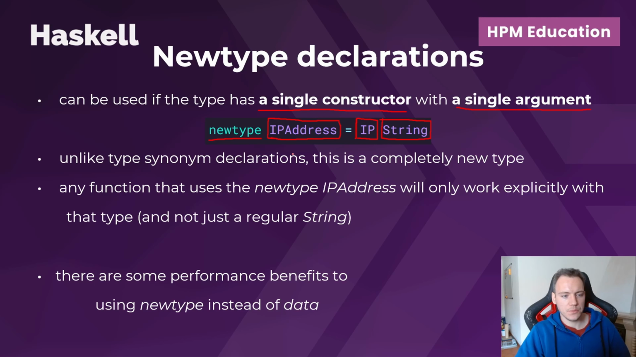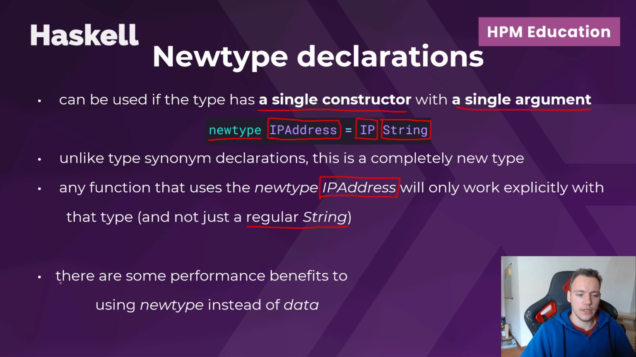So unlike a type synonym, this is not simply a synonym for the type string. It is a new type, which is sort of like a wrapper for string. So this means that it's not interchangeable with string. Any function that we define as using the IP address type, we have to give it a real IP address type for it to work. We cannot give it just a regular string. It has to be wrapped in this new type.